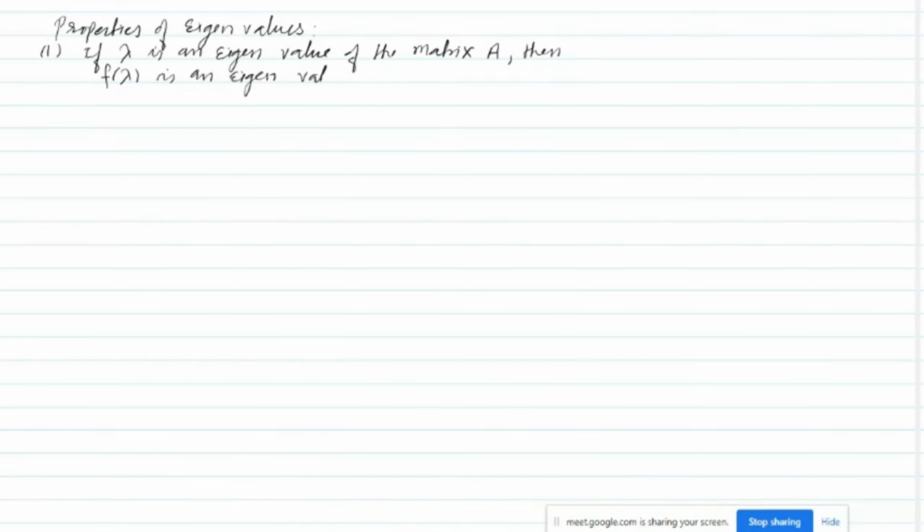Number one, if lambda is an eigenvalue of the matrix A, then f of lambda is an eigenvalue of the matrix f of A, where f of x is any polynomial in x.